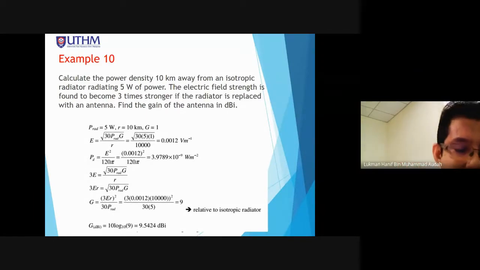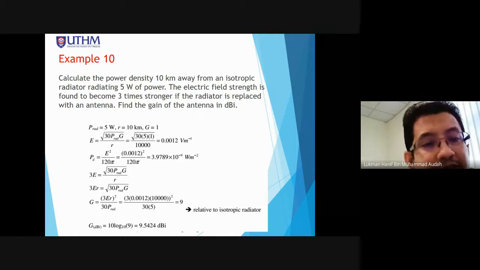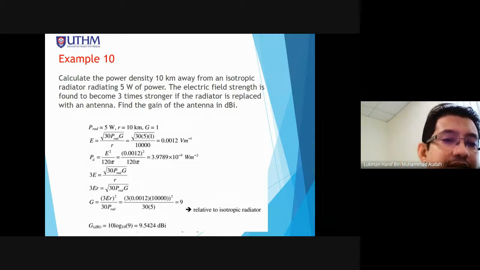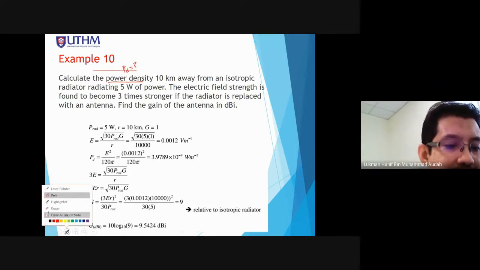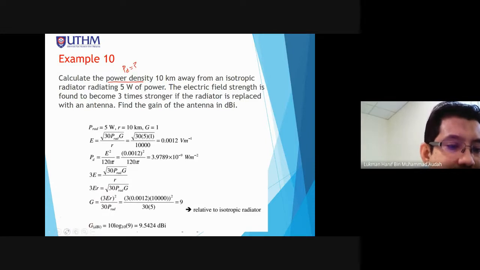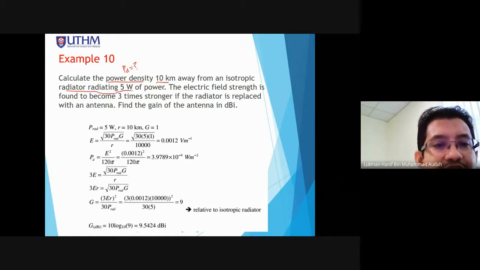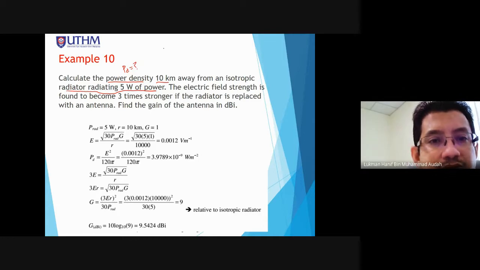Example 10. So example 10, calculate the power density. Okay, calculate the power density. So kita nak cari power density. Okay, how much is power density at 10 kilometer away distance from an isotropic radiator radiating 5 watt of power. So dia katakan kita ada isotropic radiator. So kita lukislah isotropic radiator.